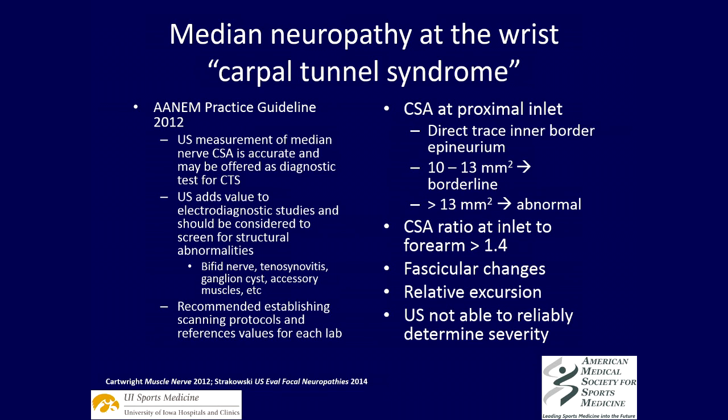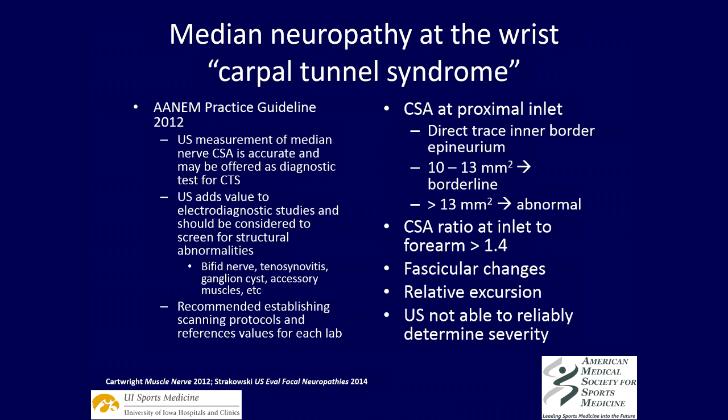When making measurements of cross-sectional area, these typically should be performed at the proximal inlet. There are various numbers reported in the literature, but it's safe to use a greater than 13 millimeter cutoff as abnormal with some borderline values between 10 and 13. You can also use a ratio where you measure the cross-sectional area at the inlet and then proximally over the pronator quadratus with a ratio greater than 1.4 being abnormal.